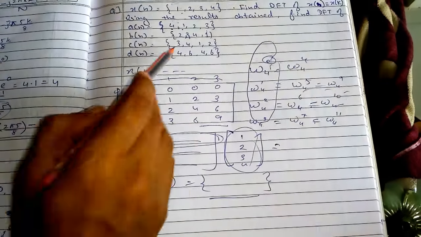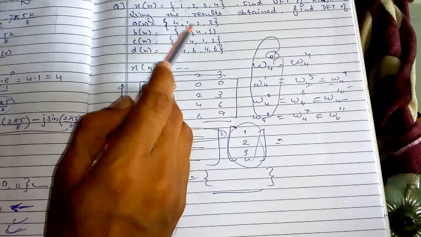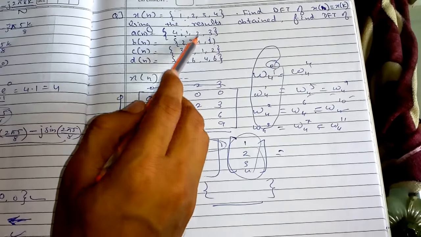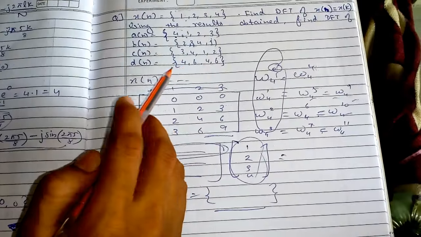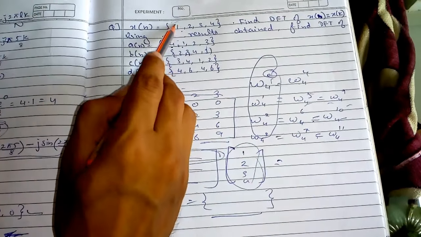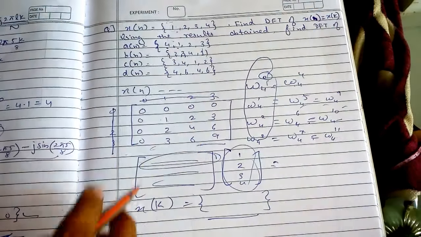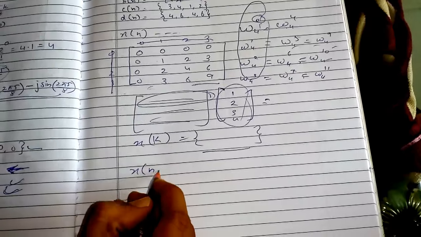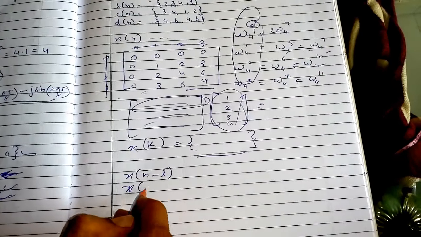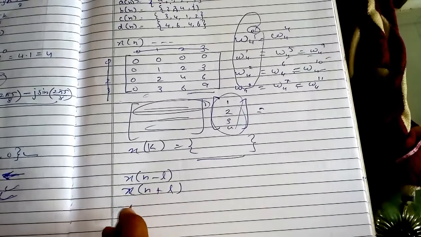Okay, similarly 2 3 4 and 1. First move 4 once, then 3, or even better, what you can do is just move this 1 ahead. If you move 1 ahead, instead of x of n minus l, you will have x of n plus l. Now this l will be equal to 1.